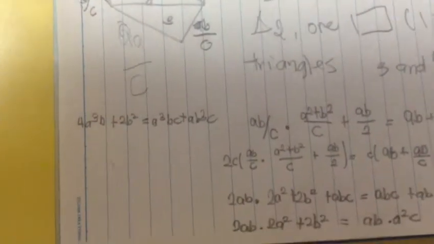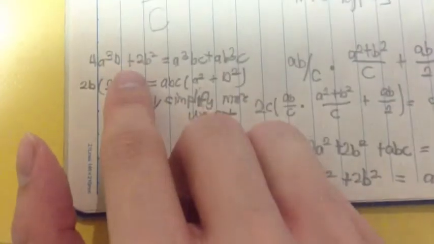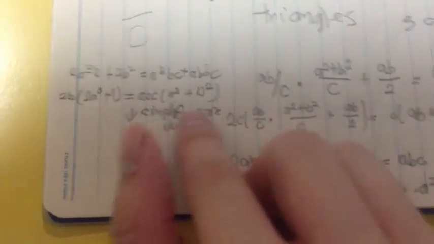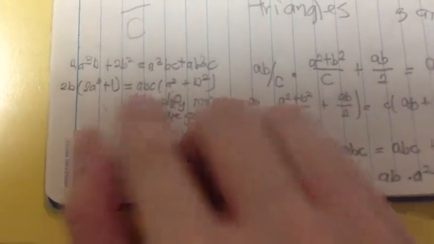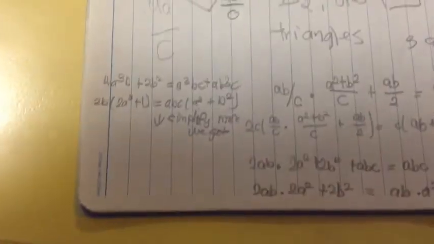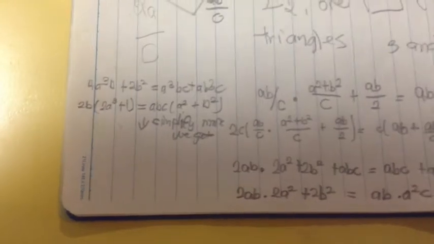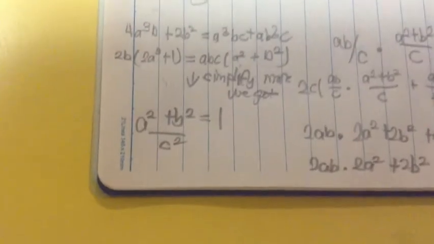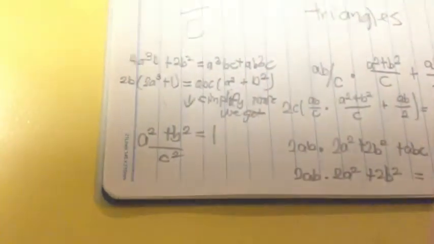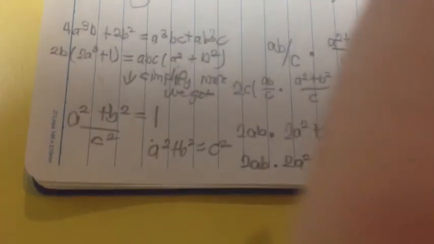We could still simplify that. So first we remove 2B from here and ABC from here, which leaves us with 2A cubed plus 1 and A squared plus B squared over ABC and 2B, which is the answer. But simplifying more, A squared plus B squared over C squared equals 1. Therefore, it is safe to say that A squared plus B squared equals C squared. Right here.